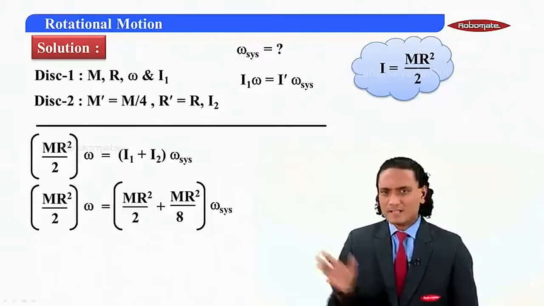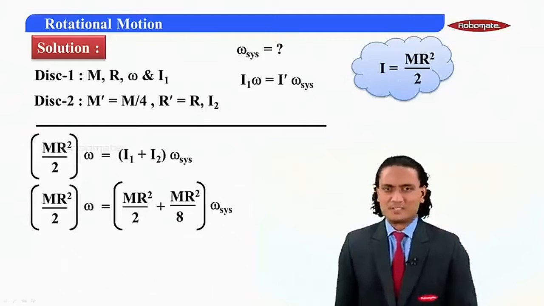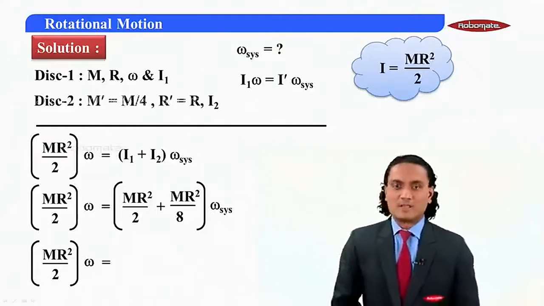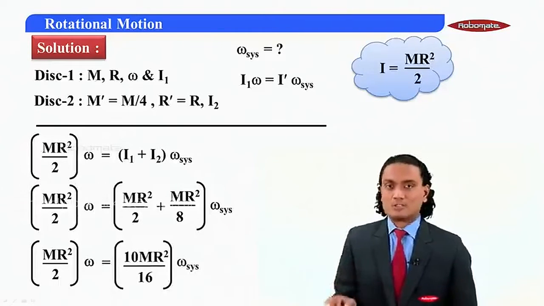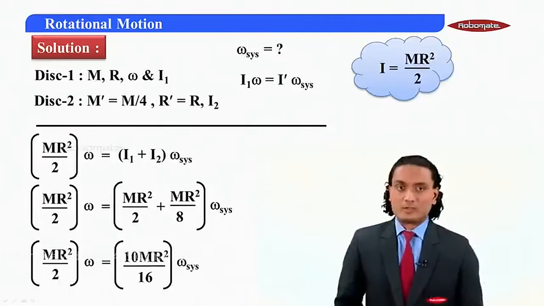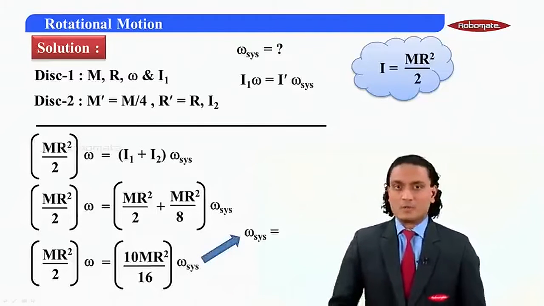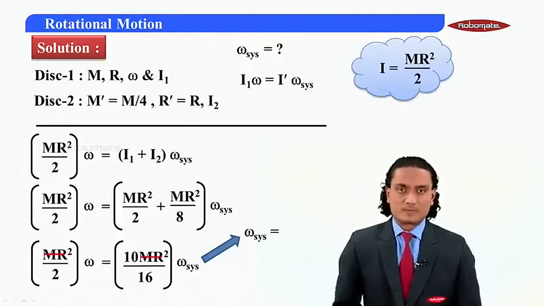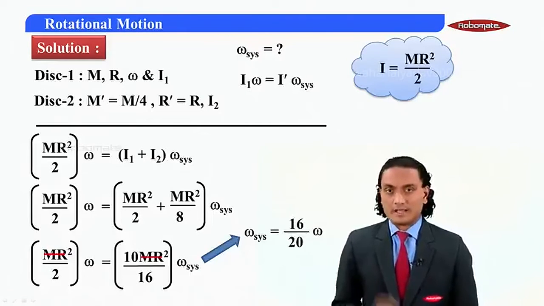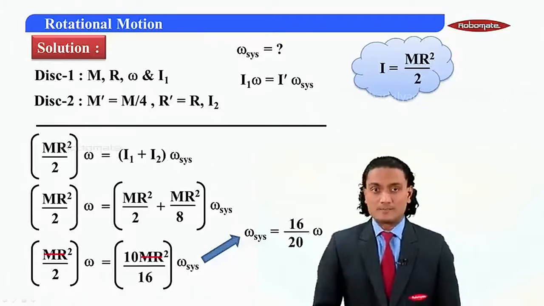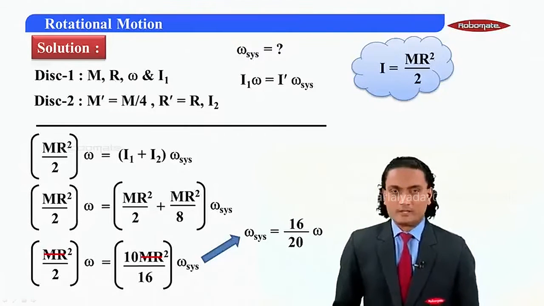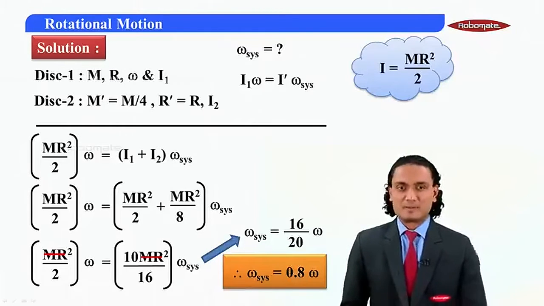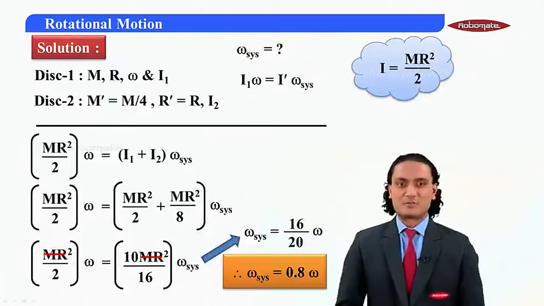Is that clear? After this, it's very simple, students. You can easily solve it. If you solve this, you will get mr square by 2 into omega equals, adding them, 10 mr square upon 16 into omega system. Now we need to find omega system. You can cancel out mr square, and you will get 16 upon 20 into omega. If you divide, you get omega system as 0.8 omega. Isn't this very simple? We have just used the conservation of angular momentum.